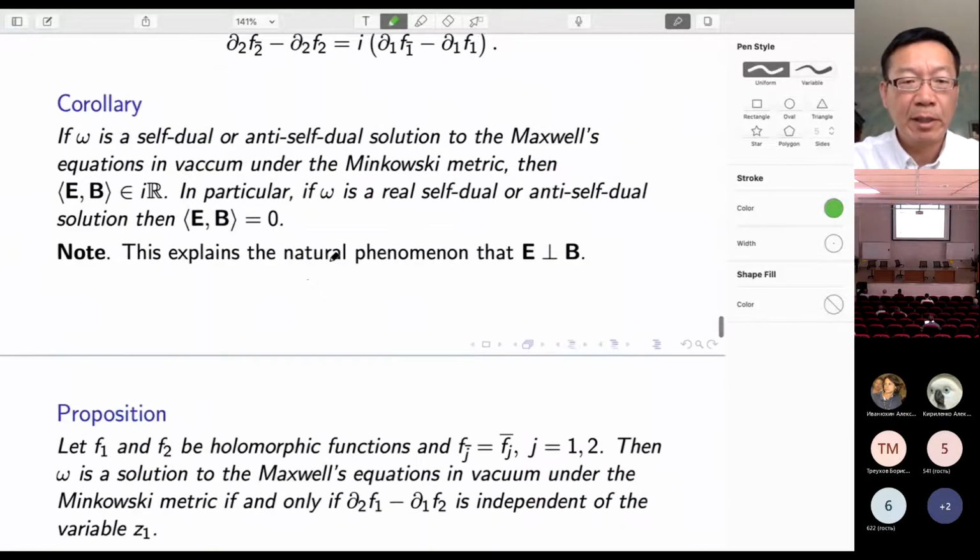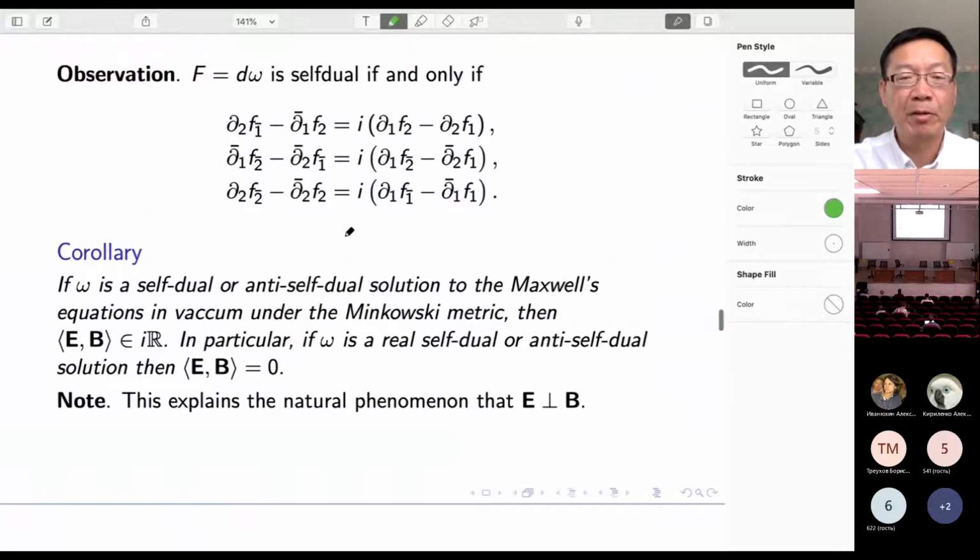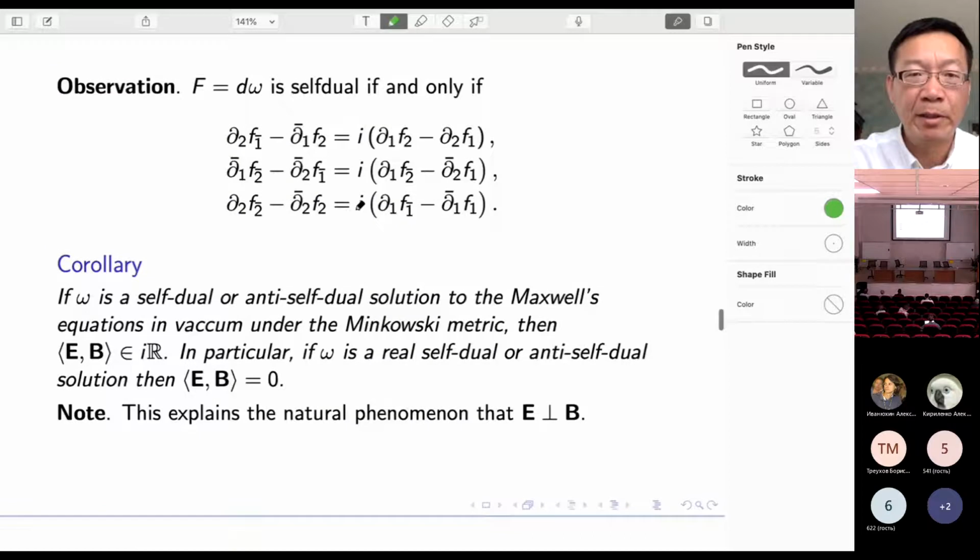I did not mention the anti-self-dual case, but it's similar. Okay, it's the self-dual case here. Now, in the self-dual case, you can also read the electric field and the magnetic field from the curvature field, from this Faraday field. The Faraday field is also called a curvature field. So let's just write the curvature field.